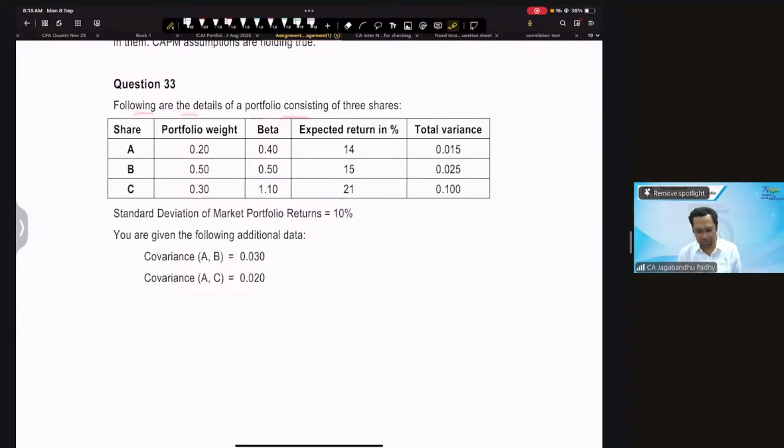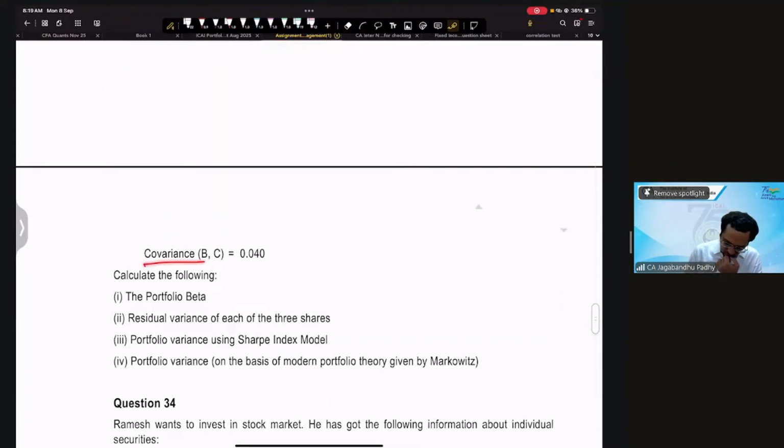Following are the details of a portfolio consisting of 3 shares. So in our portfolio, we have 3 shares A, B, C with their respective weights as 0.2, 0.5, 0.3. And then we have the beta values, the expected returns, and the total variance numbers. So these are the variances of A, B, C. Market portfolio standard deviation is 10%. You're given the following additional data. Covariance between A and B is 0.030. Covariance between A and C is 0.020. And covariance between B and C is 0.040.